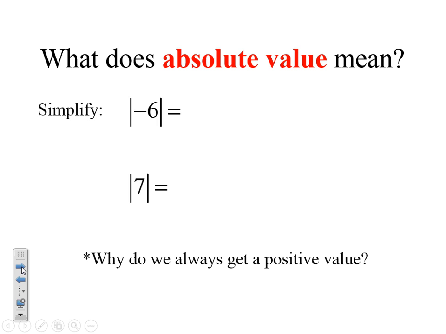Don't write this part down with your notes, but I want you to think about what absolute value means. If we were to simplify the absolute value of -6, we would think, well, that's 6. And the absolute value of 7 just stays 7. Why do we always get that positive value? Why is it that students would say to me, well, you just make it positive, or it just has to stay positive? What is it about absolute value that makes that happen?